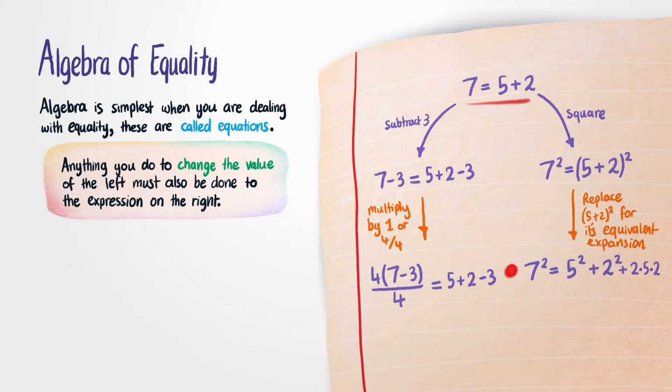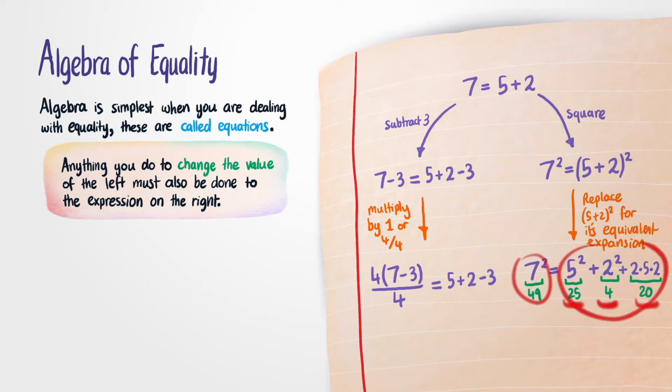So for example, we can say that 7 squared is 49, 5 squared is the same thing as 25, and 2 squared is the exact same thing as 4. And then 2 times 5 times 2 is the same thing as 20. And so even after all of this, we've still maintained equality, because the right-hand side is the same thing as 25 plus 4, which is 29, plus this 20, which is the same thing as 49. So 49 is equal to this whole thing, which is also 49.